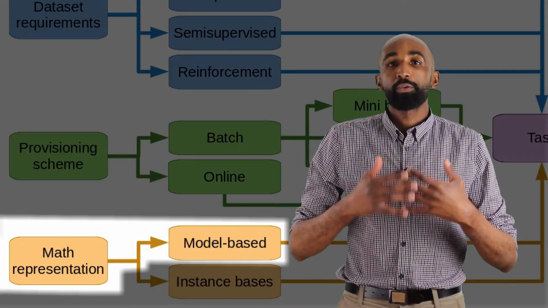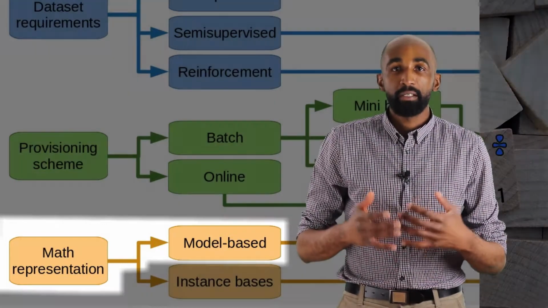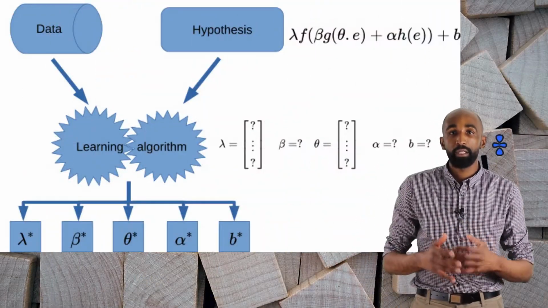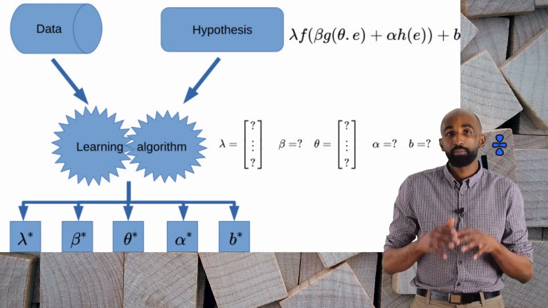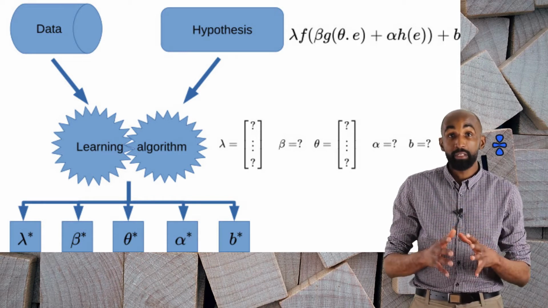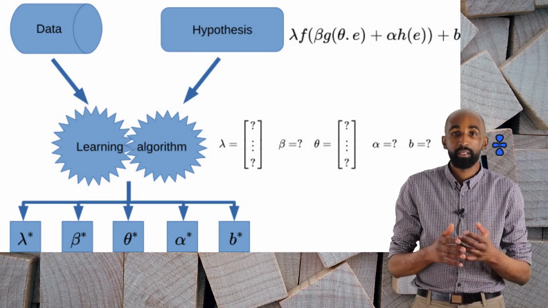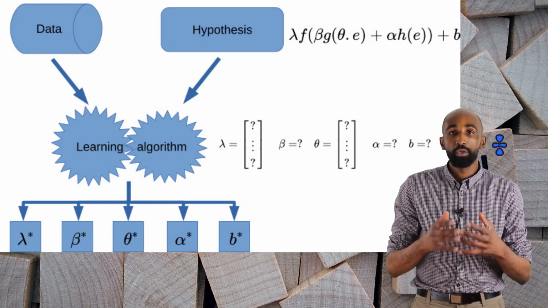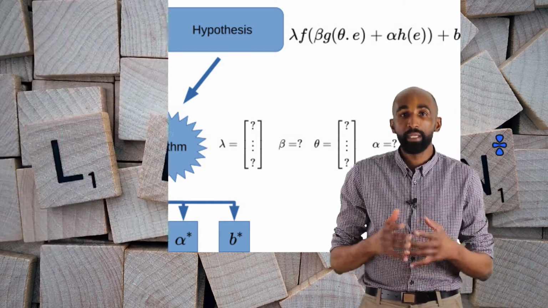Taxonomy by mathematical representation. Model-based learning. A model-based learning tries to generalize from the training examples. The result of this generalization process is the model that we will use to make estimations on new data. We discussed the notion of model in our previous video. You can find a link in the description.